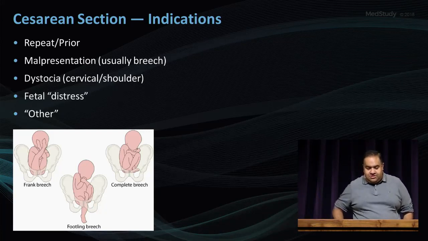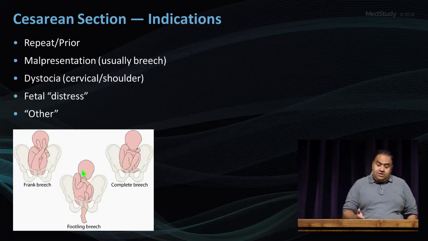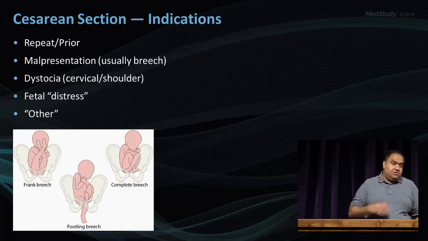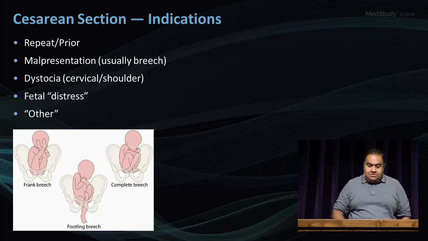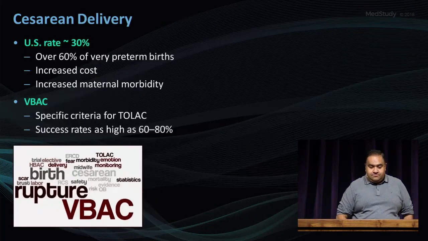Malpresentation, usually breech, so there's a frank breech that's here, where the butt's kind of stuck in, and you have extension of the legs and flexion at the arms. You have a complete breech, both flexion at the knees and at the arms, and then footling. Shoulder dystocias or cervical dystocias, you have to be very careful because you want to pull at the neck and cause issues. And if the fetus is in distress and you need to get the baby out, then you've got to get the baby out.